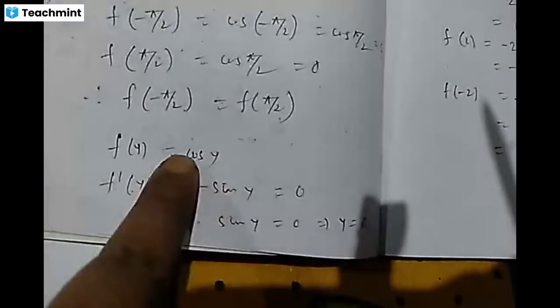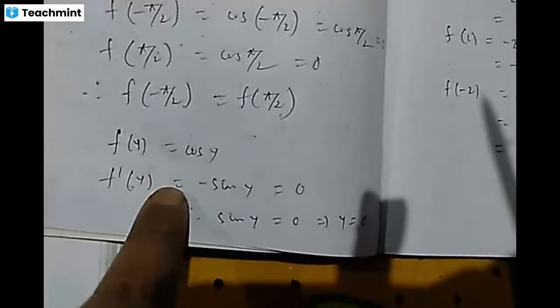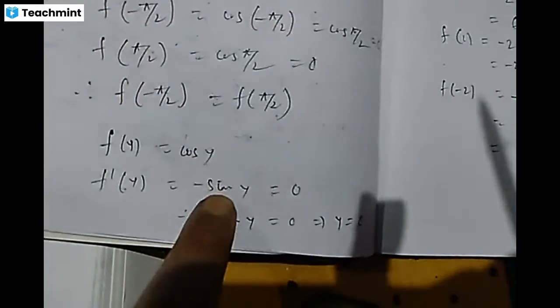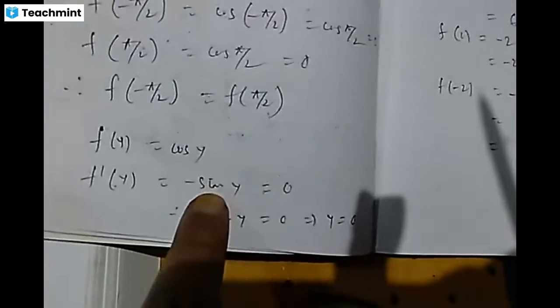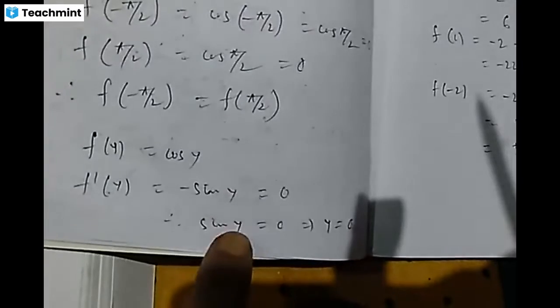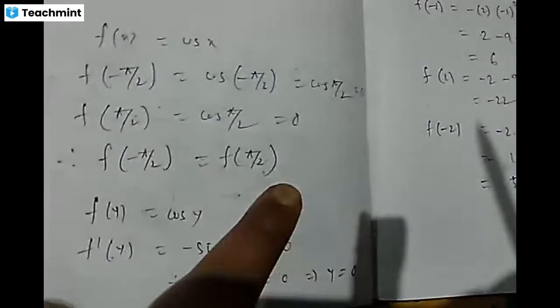So we find the first derivative: minus sin x is equal to 0. So sin x is equal to 0 when x is equal to 0. So we have found 0 in the range minus pi by 2 to pi by 2, where the function's first derivative takes a maximum or minimum value. So now I will go to another, last question.